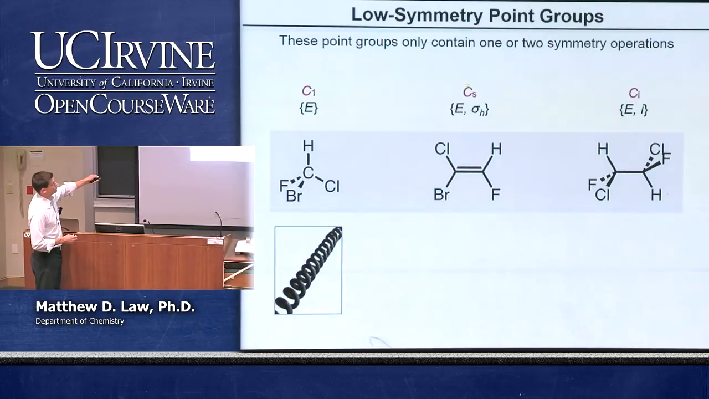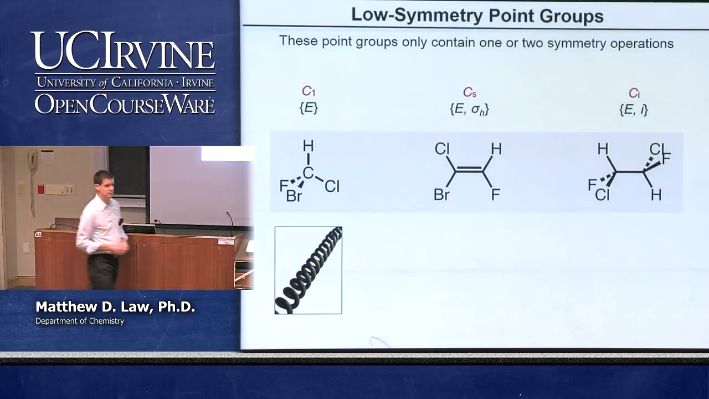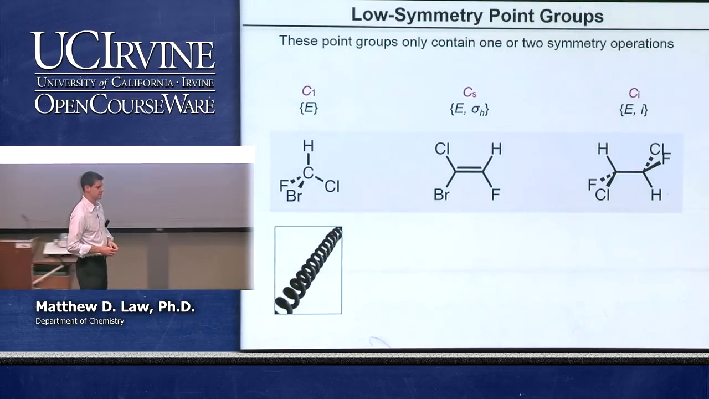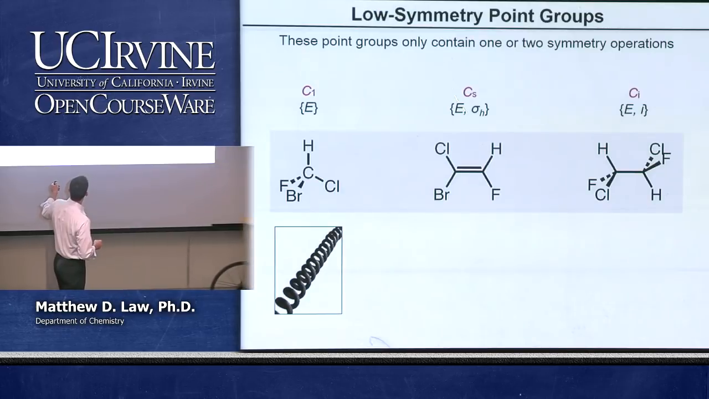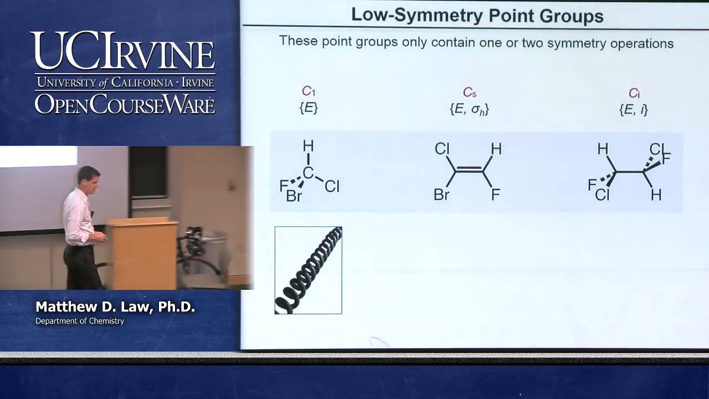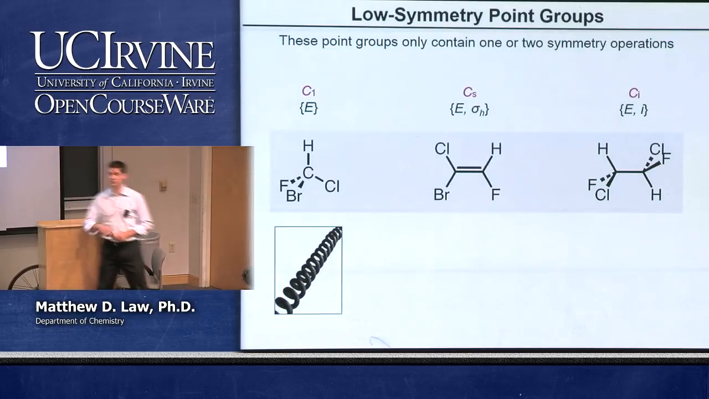It's possible to have a point group that has, in addition to identity, just a single mirror plane in the plane of the molecule. This is a nice example of that. You can see that there's a mirror plane in the plane of the molecule, but there's nothing else. There's no C2 axes of any sort. Nothing else. Okay. So we call this the CS point group. It's also possible to have just an inversion center. That's the CI point group.